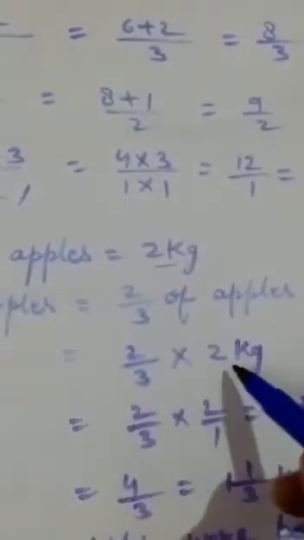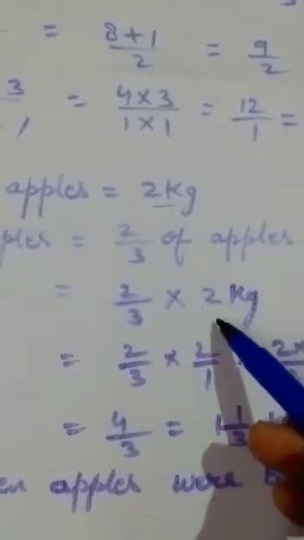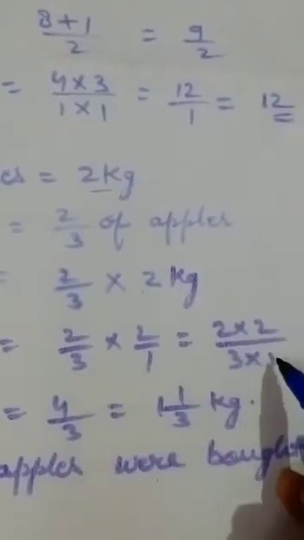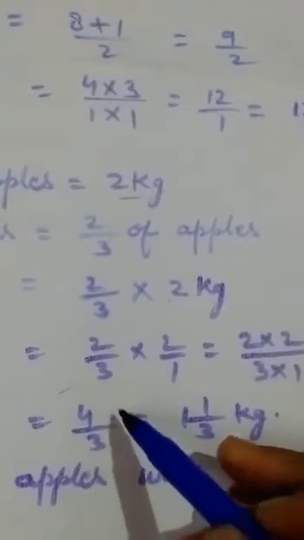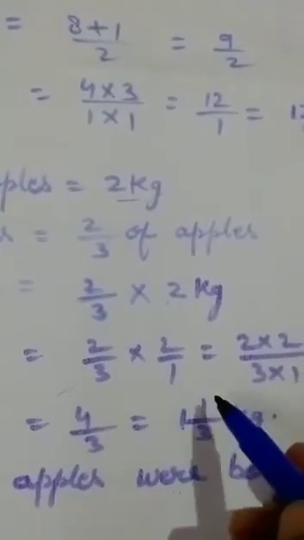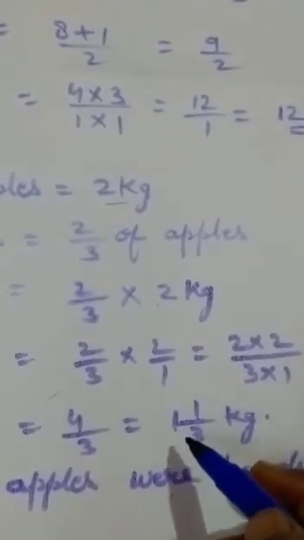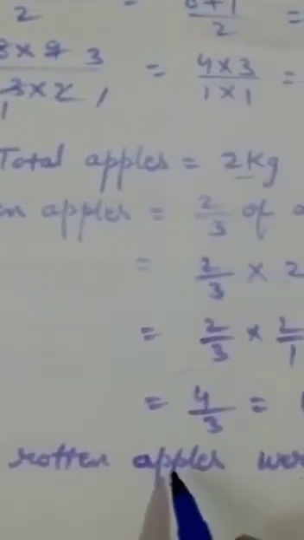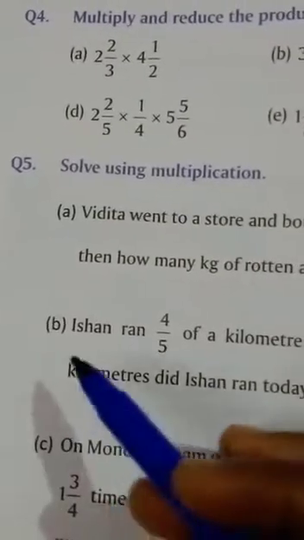Apple is how much? 2 kg. So 2 kg. Here is 2 upon 3 multiply. Here there is no denominator, so we take 1. After that multiply the numerators and multiply the denominators. What you get? 2 2s are 4, 3 1s are 3. It is an improper fraction, so convert this into mixed. You know the rule, I have already told you. So convert it, you will get 1 whole 1 upon 3 kg. So you have to write thus 1 whole 1 upon 3 kg of rotten apples were bought. It's your answer.